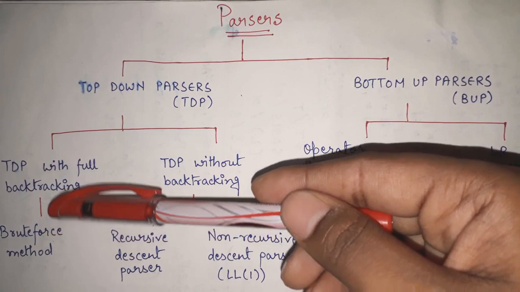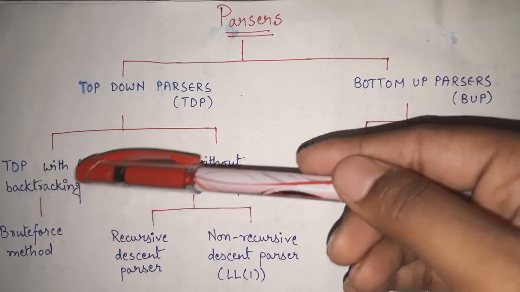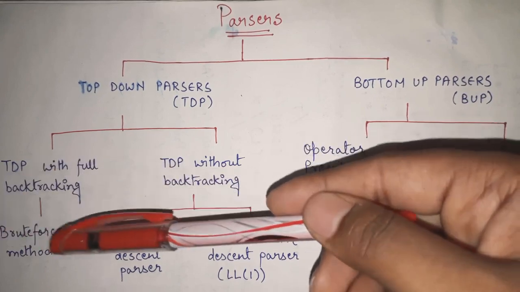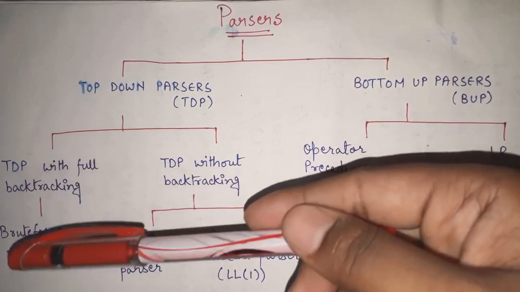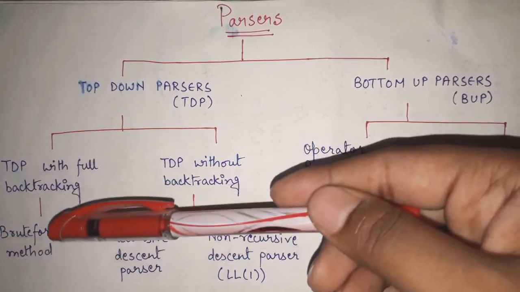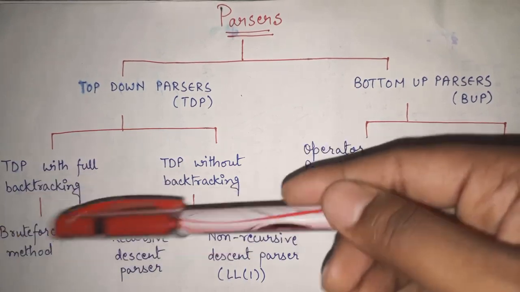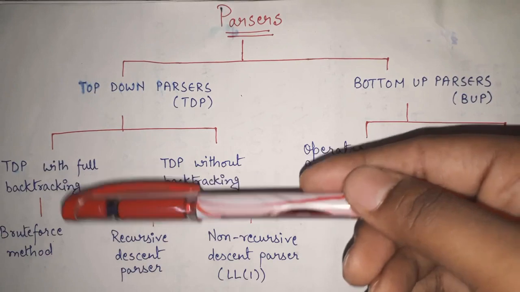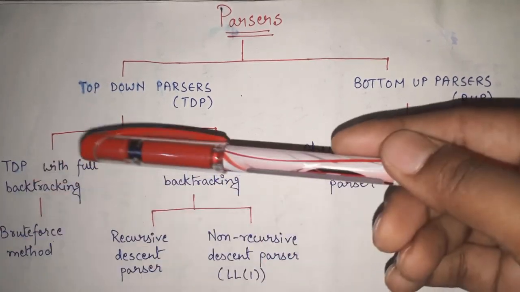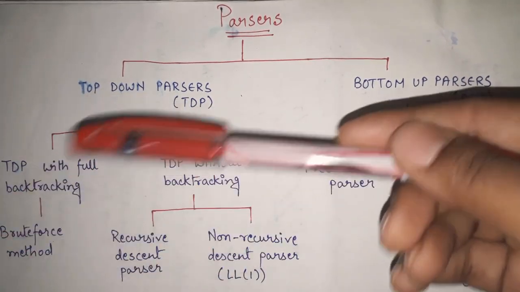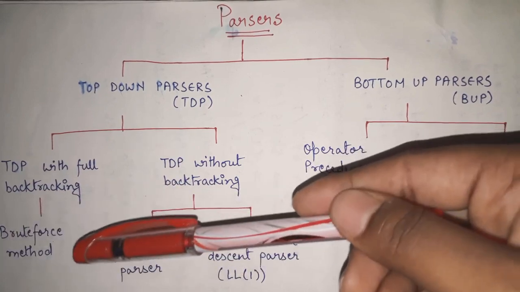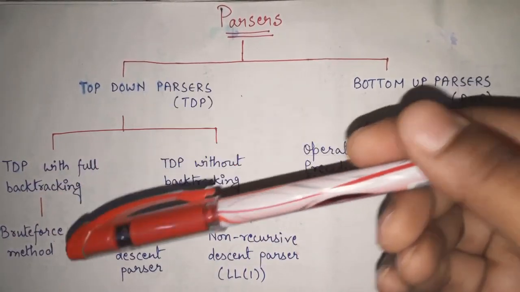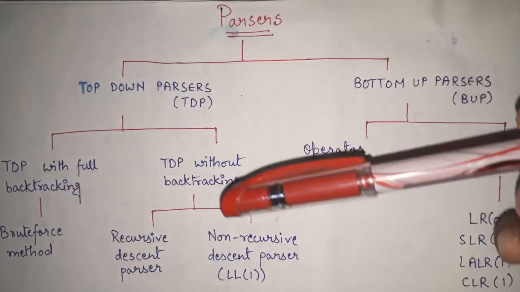But as I told, this top down parsing with full backtracking or brute force method is not practically used, because obviously we don't want overhead, right? That our parser will spend most of its time in backtracking or in trying things and coming back, trying another thing and coming back. Obviously we don't want that. So this brute force method is not generally used in our day-to-day parsing.